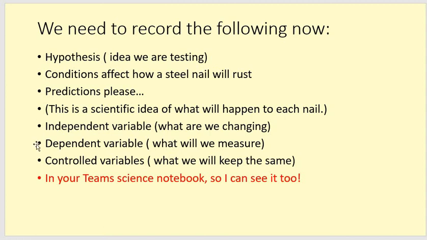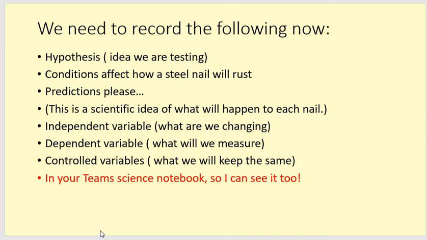The hypothesis, the idea we are testing. We had that right at the beginning. We are testing how we can change the rate of rusting. That's underneath it: conditions affect how a steel nail will rust. We have to say it's steel because that's the type of nail we're using.